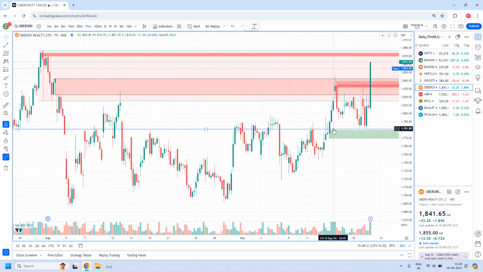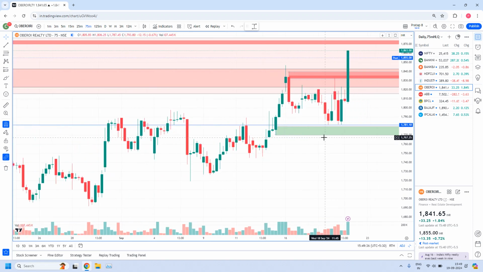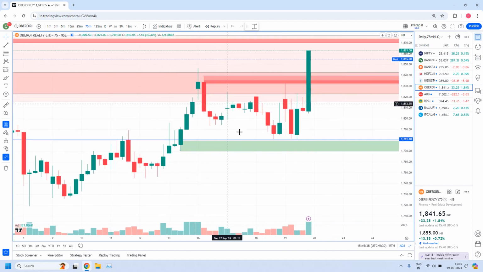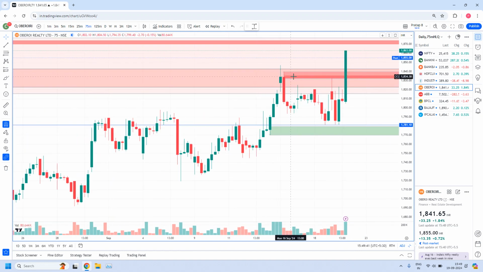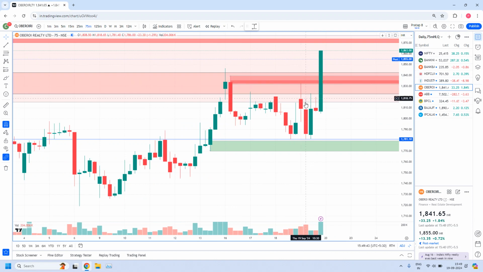I have seen some people made mistakes earlier. Now people who are learning these concepts newly might be making these kinds of mistakes. That's why again I am explaining. This is not a fine-tuned 5-minute zone. Then how did this trade work very well?